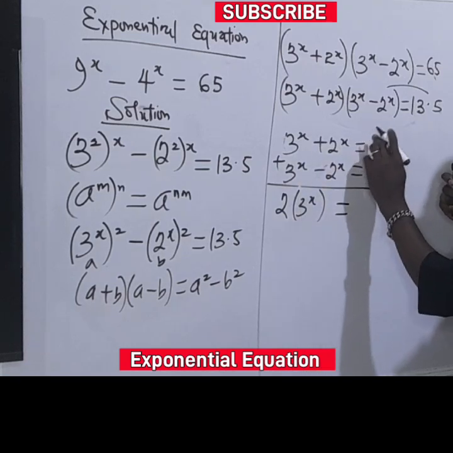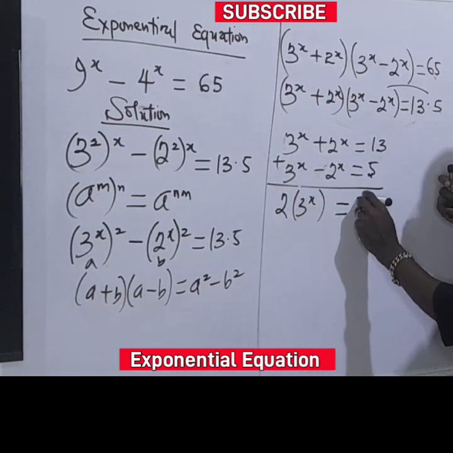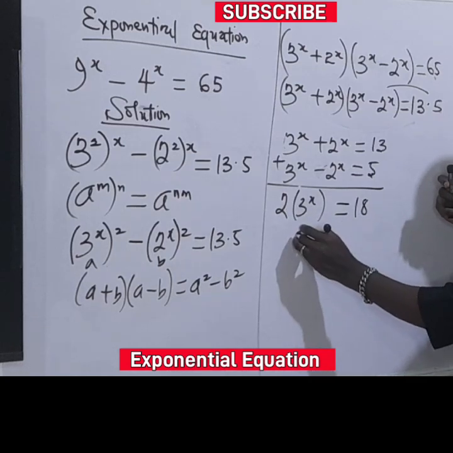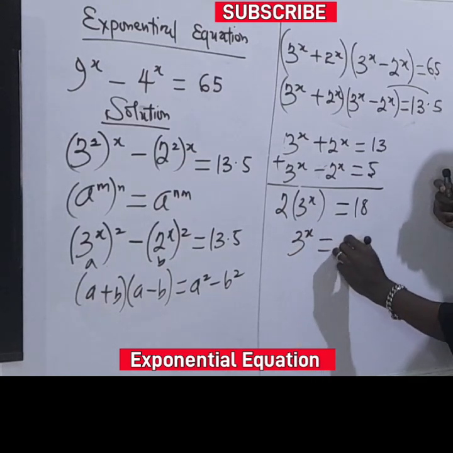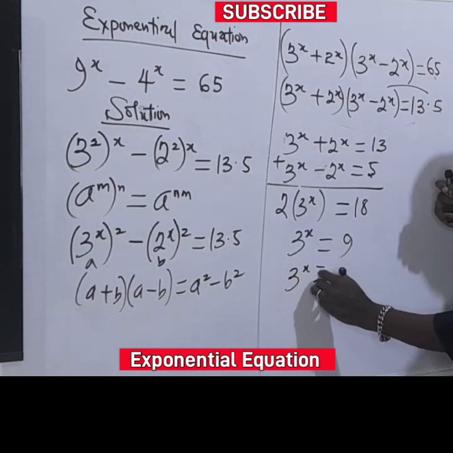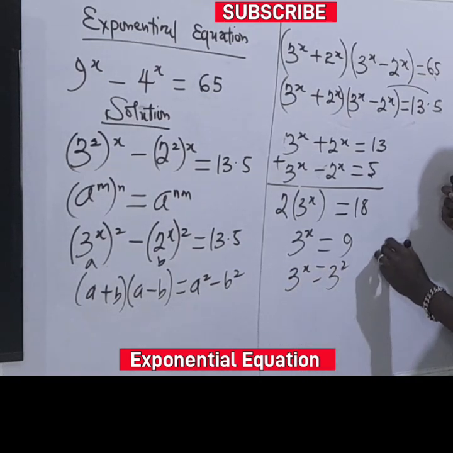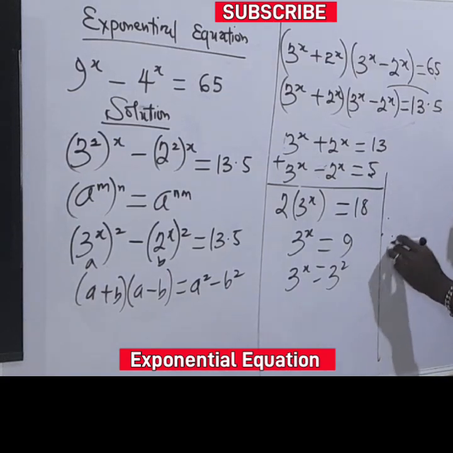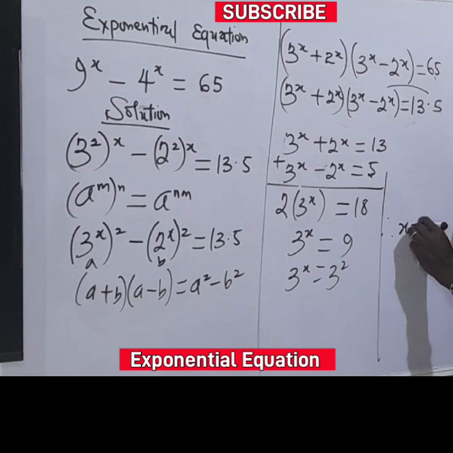So from here, 13 plus 5, you get 18. 2 will divide both sides, then you have 3 raised by s equal to 9. From here, 3 raised by s equal to 3 raised by 2. We can conclude, therefore, since the bases are the same, s is equal to 2.